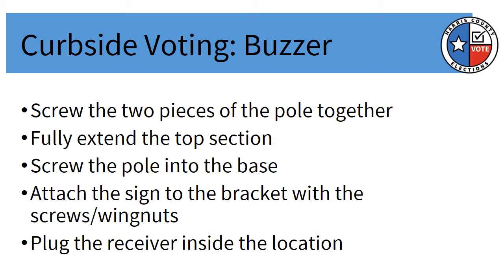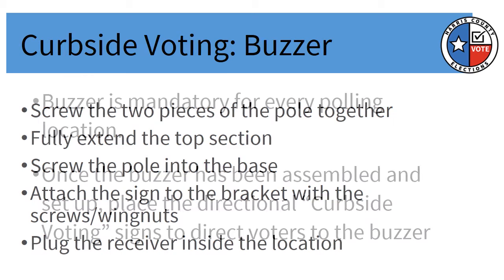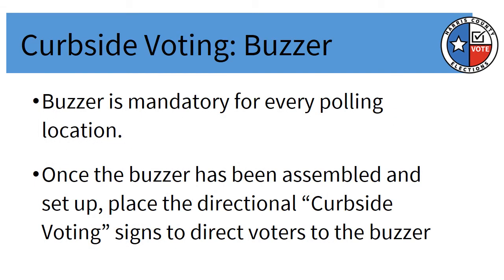Attach the sign to the bracket with the screws and wing nuts provided. Plug the receiver inside the location where a worker can monitor. Test that the buzzer and receiver are working. Once the buzzer has been assembled and set up, place the directional curbside voting signs to direct voters to the buzzer.